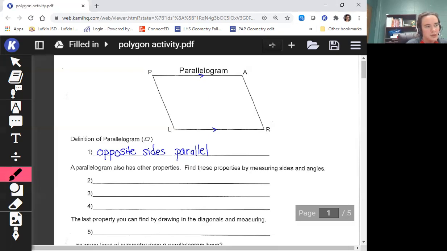Then if you measured these sides, you'd find out that PA and LR are congruent and PL and AR are congruent, that opposite sides are congruent. And if you measured your angles, you'd find that angle P and angle R are congruent, and that angle L and angle A are congruent, so that opposite angles are congruent.